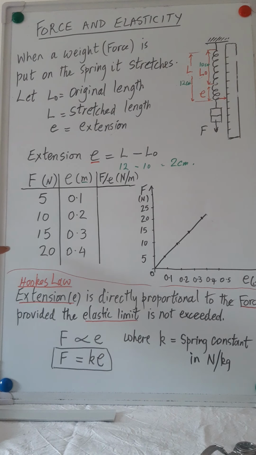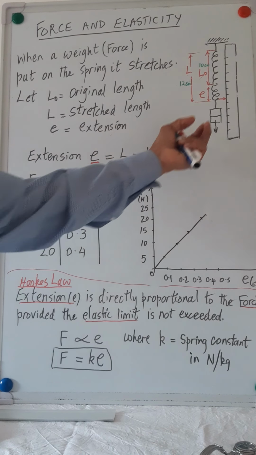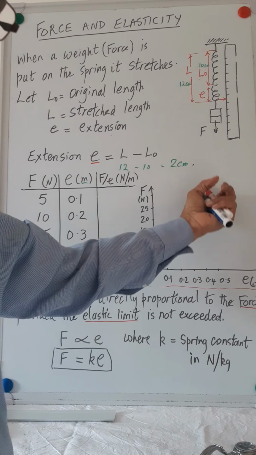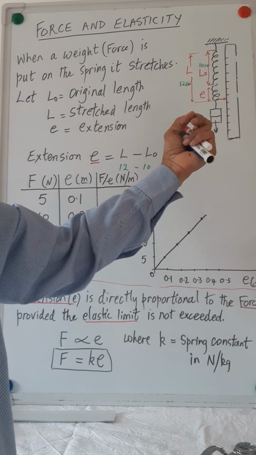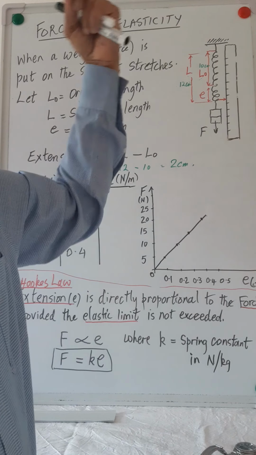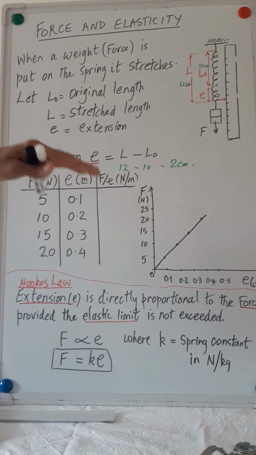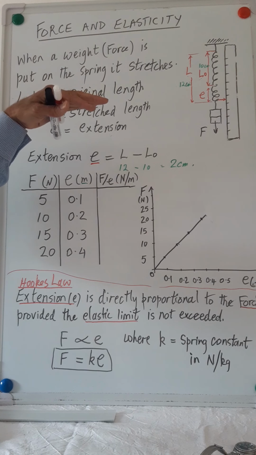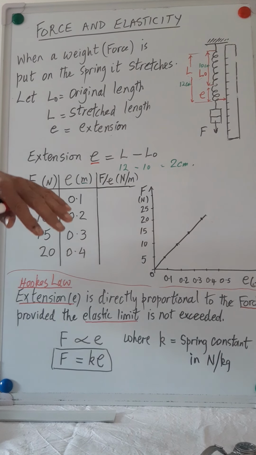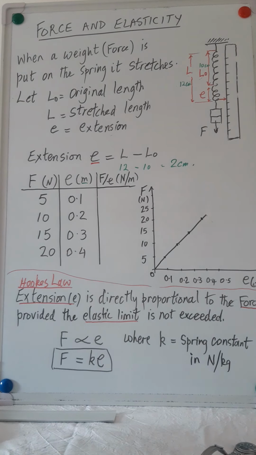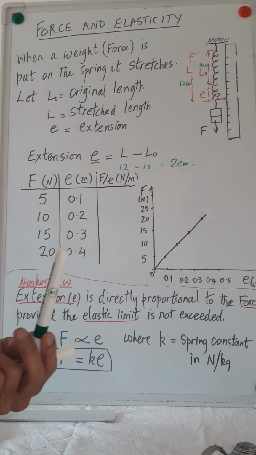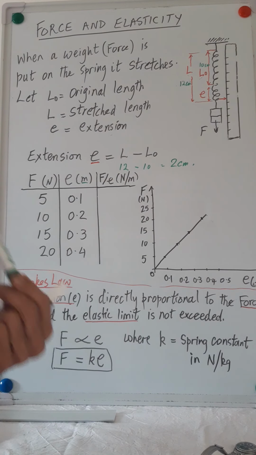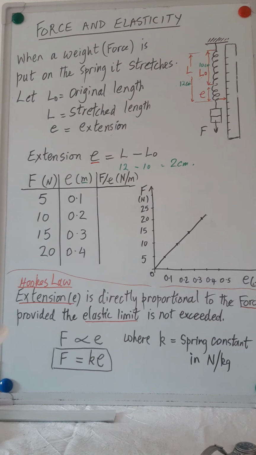Now, does that keep on happening? If I keep increasing the force, it will keep on stretching. When we remove the weight, it will go back to its original length. If it does that, we say that the spring is within its elastic limit, or the limit of proportionality, where the force is directly proportional to the extension.